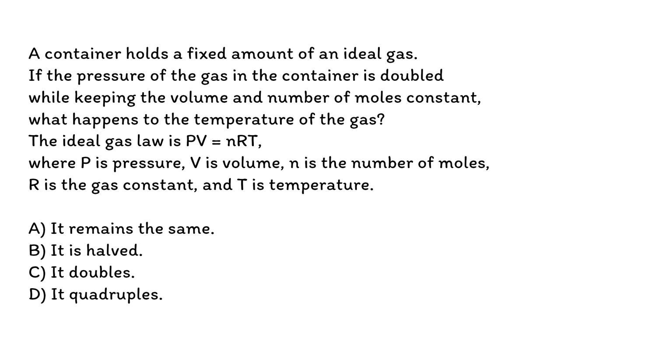A container holds a fixed amount of an ideal gas. If the pressure of the gas in the container is doubled while keeping the volume and number of moles constant, what happens to the temperature of the gas? The ideal gas law is PV equals nRT, where P is pressure, V is volume, n is the number of moles, R is the gas constant, and T is temperature.